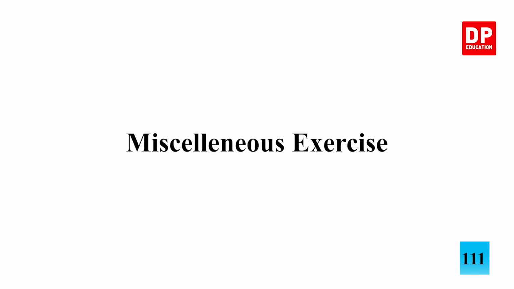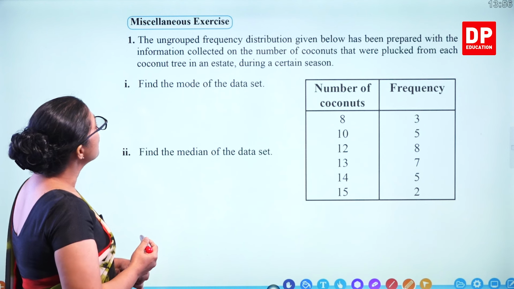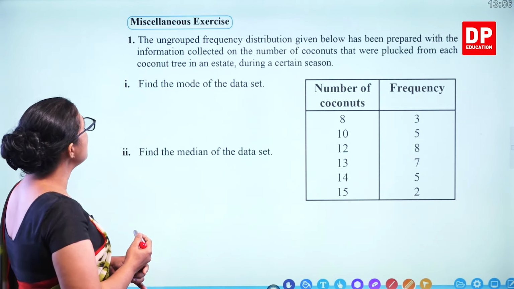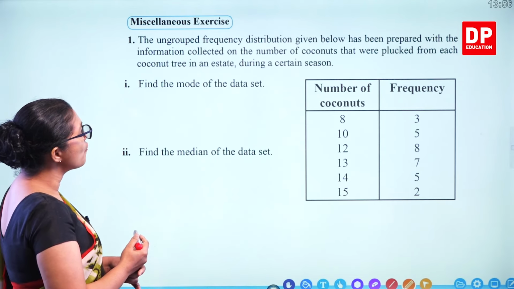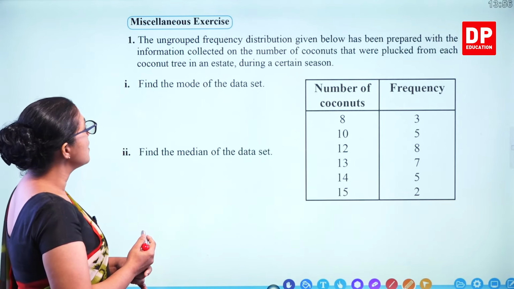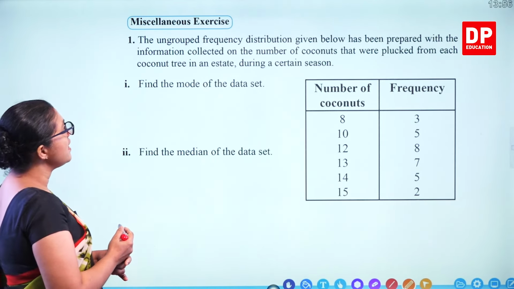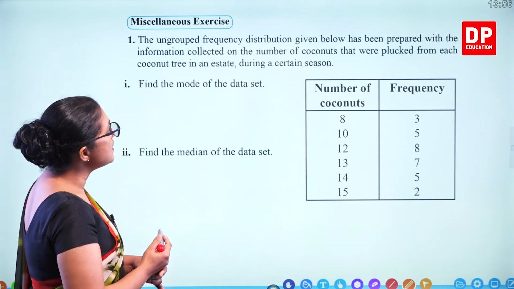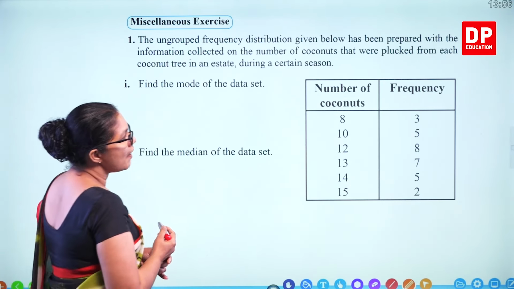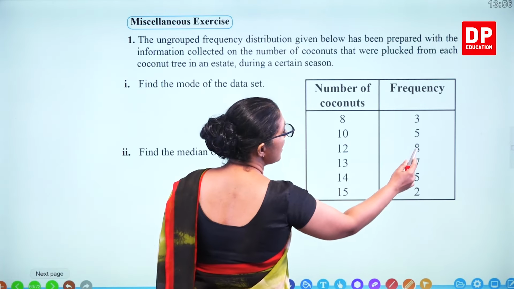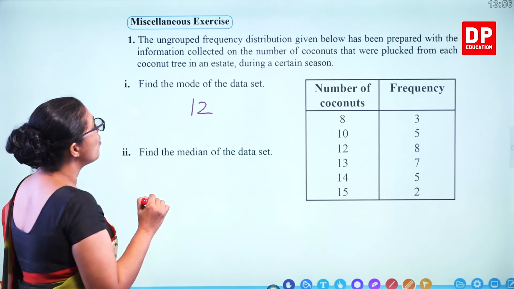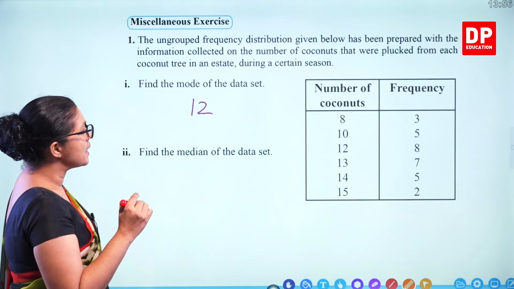Now we'll look at the miscellaneous exercise. The ungrouped frequency distribution given below has been prepared with the information collected on the number of coconuts that were plucked from each coconut tree in an estate during a certain season. Find the mode of the data set. So look at the frequency column. 8 is the highest, so 12 is the mode value, 12 number of coconuts.